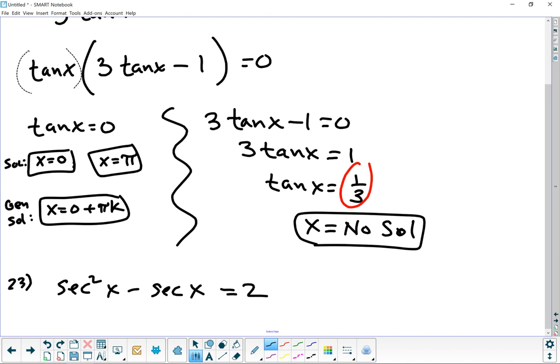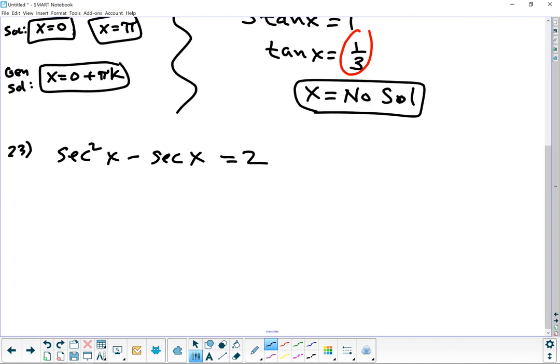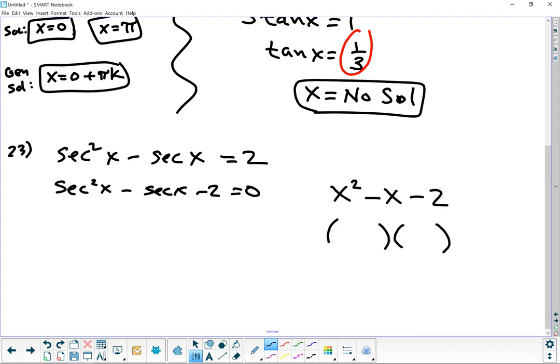Equals 2. All right. Let's go ahead and move the 2 over to the left-hand side. So we will have secant squared x minus secant x minus 2 equals 0. Okay, this looks just like the factoring of x squared minus x minus 2, right? What does that factor into?